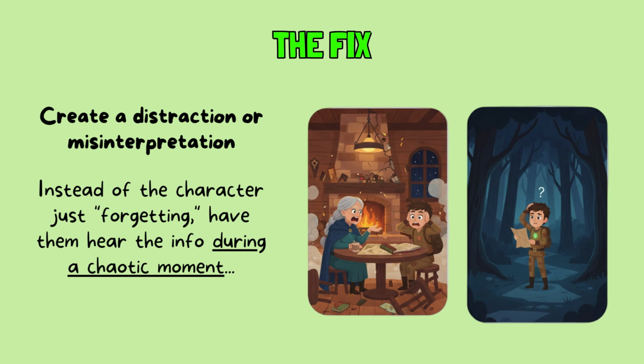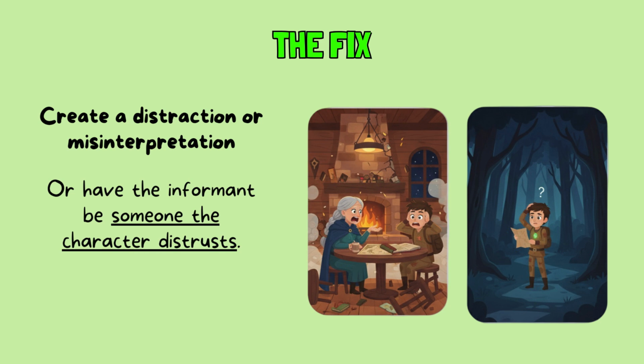Instead of the character just forgetting, have them hear the info during a chaotic moment, like a battle, so they only catch half of it. Or have the informant be someone the character fundamentally distrusts, so they choose to ignore the truth.